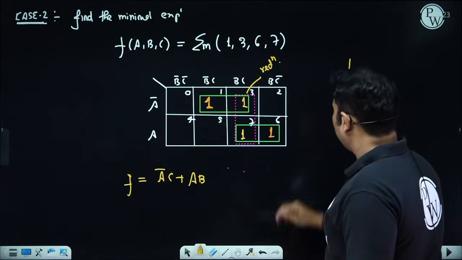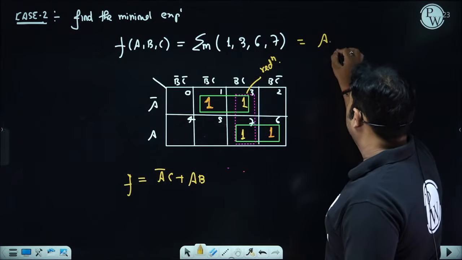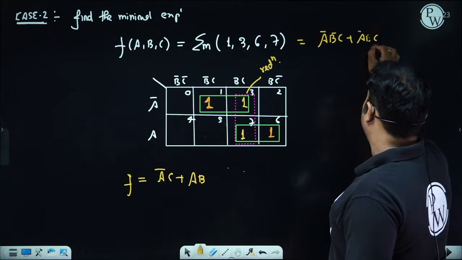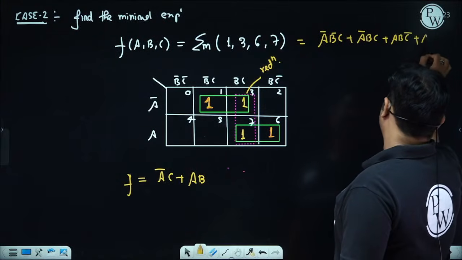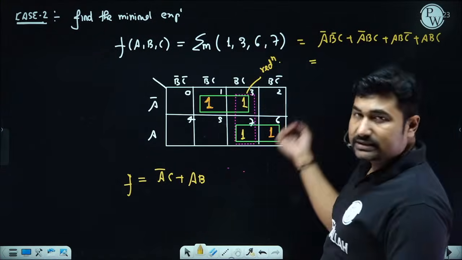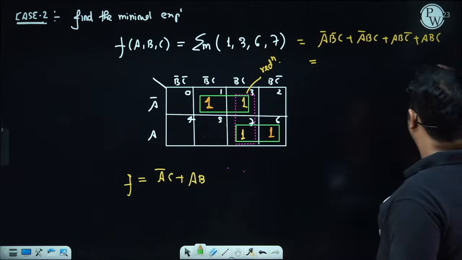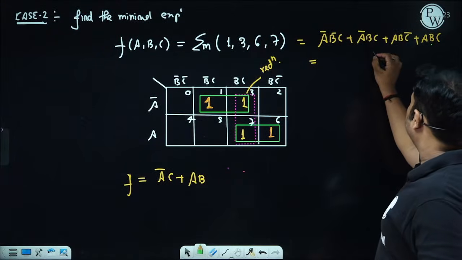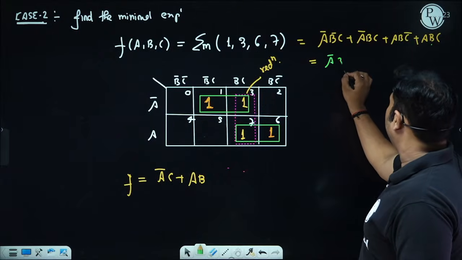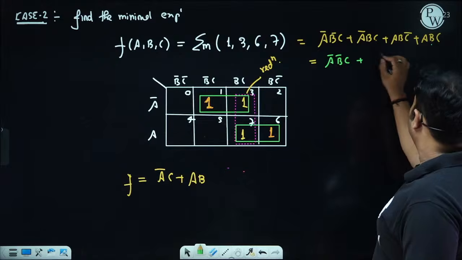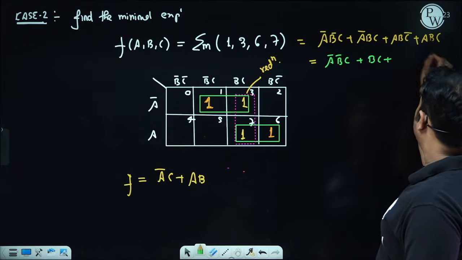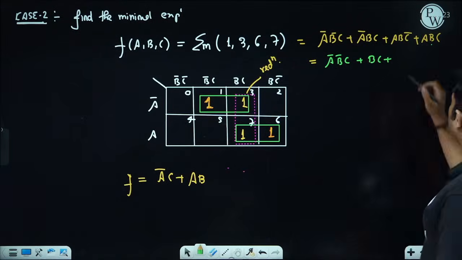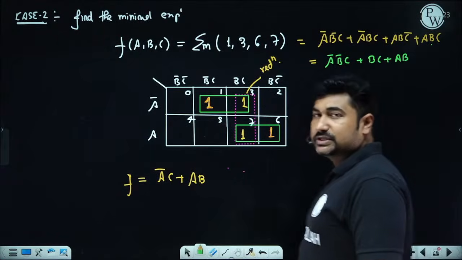See, we have a function. If you observe, we have a function 1: A bar B bar C plus A B C bar plus A bar B C plus A B C. So basically, if you try to solve this by using the Boolean algebra method, from the first and second, if you take A bar, B bar common, you will get A bar B bar C. Plus, from these two, if you take BC common, and from these two, if you take AB common, C and C bar will give 0. So this is the expression we are getting, okay?